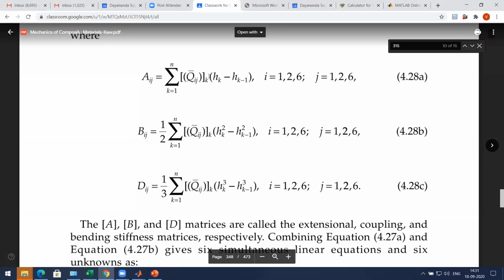Take the total thickness of the plate, whatever metal plate you are considering. I'm talking about isotropic material. So take a metal plate, take its thickness, take its reduced stiffness matrix, multiply with the thickness, and you should get the A matrix.